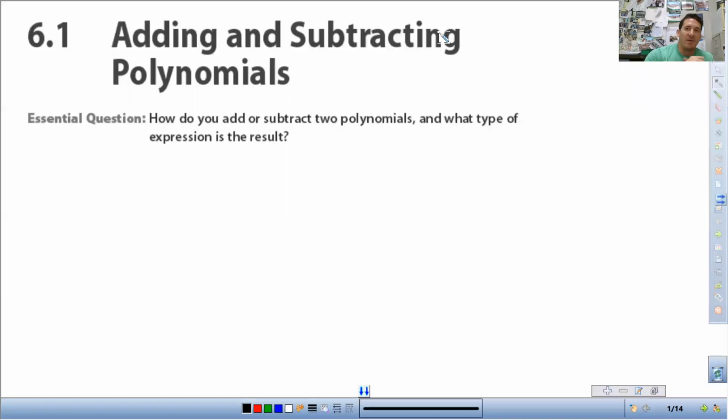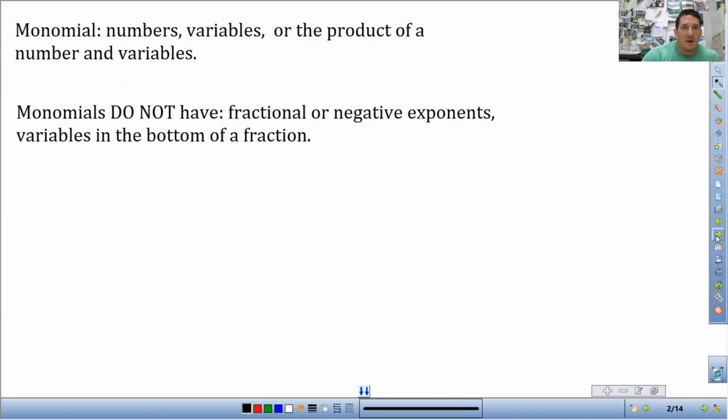All right, IM3 classes. Moving on to a new unit all about polynomial operations. Before we get into adding and subtracting polynomials, the main part of the lesson today, what we're going to talk about is what is an actual polynomial. We're going to start off with what is a monomial. So mono means one, poly means many. So a monomial is the single version of a polynomial.